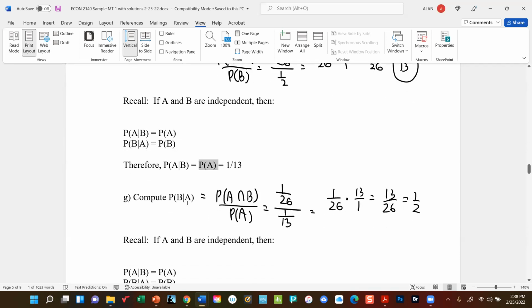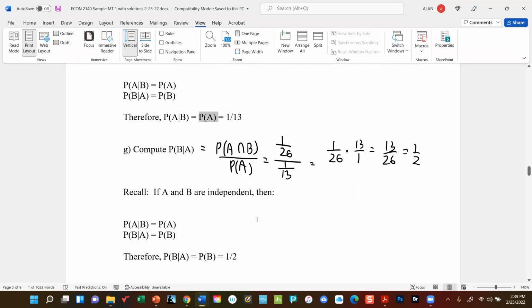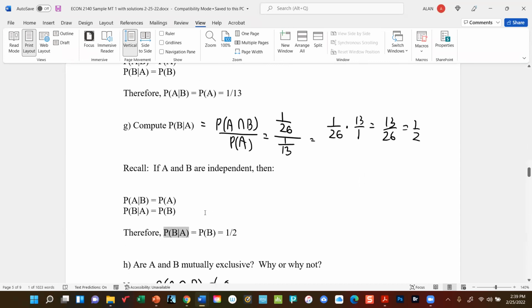And similarly with B given A, I've got the intersection in the numerator of this ratio, and in the denominator, I have the probability of A, which means 1/26 divided by 1/13. Algebraically, that's the equivalent of 1/26 times 13/1, or 13/26, which reduces very nicely to 1/2. But remember, for the same reasoning, I can just say the probability of B given A must equal the probability of B because of the independence of A and B, and that is simply equal to 1/2. So either way, you're going to wind up with the same result.